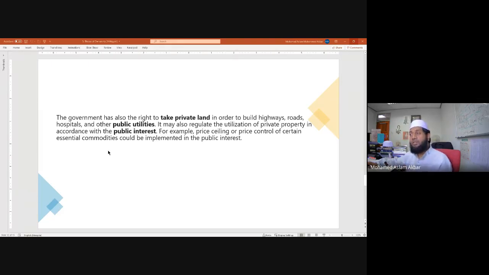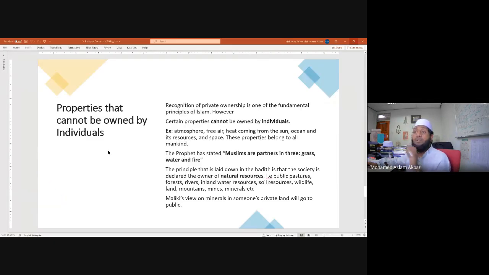This is very important in Sharia as well. Properties that you cannot own, very, very simple. All the haram properties, nobody can own them. Other than that, the public properties like the atmosphere, the free air, the heat coming from the sun, the entire ocean, the forest, and also the entire mountains, the lakes, all these belong to the public. They cannot belong to private.